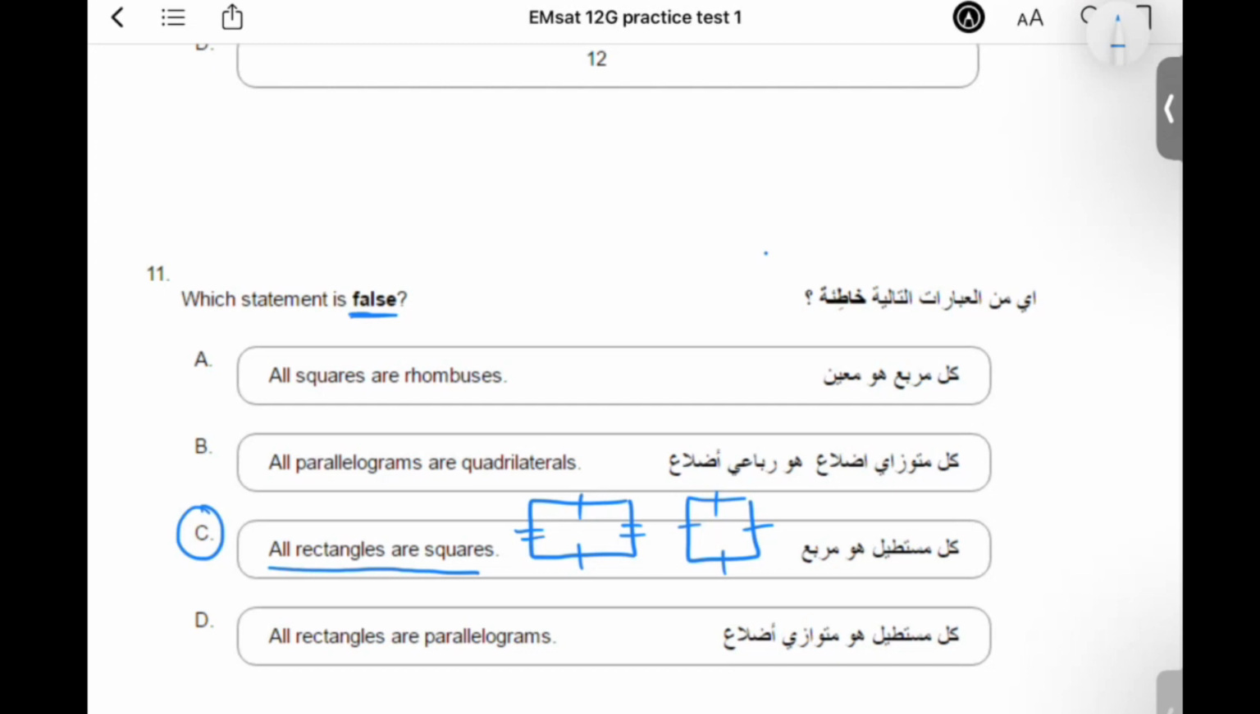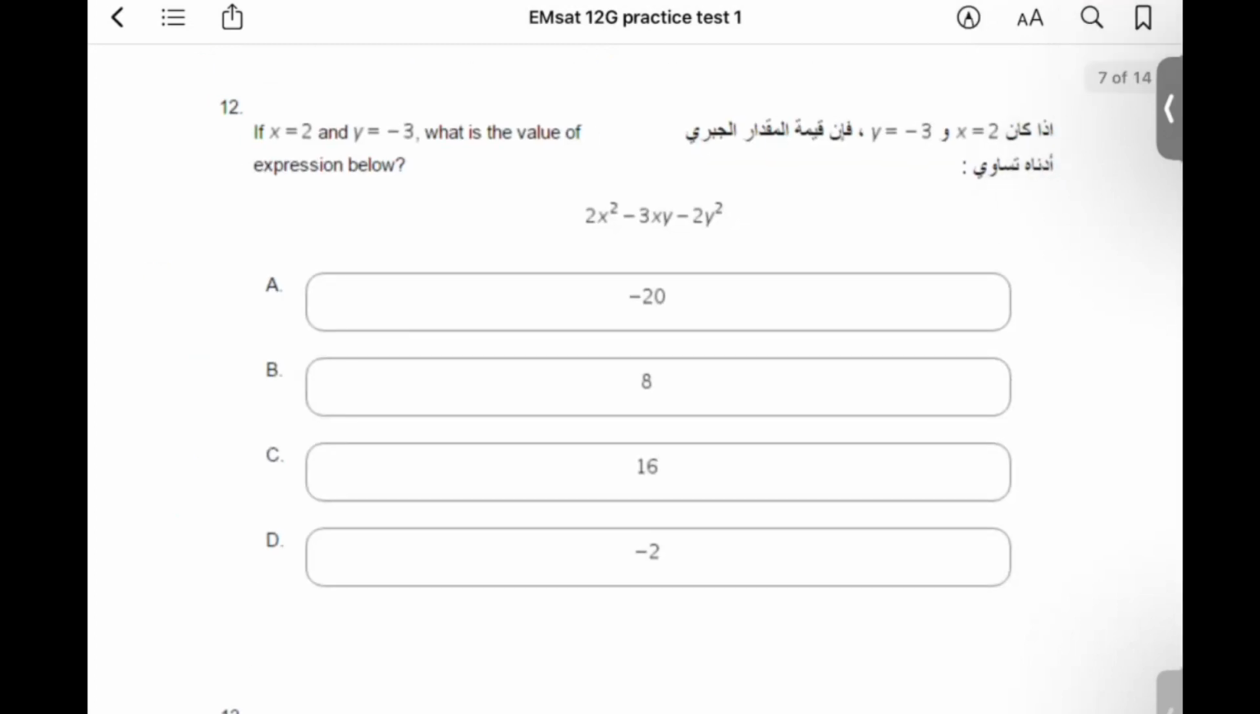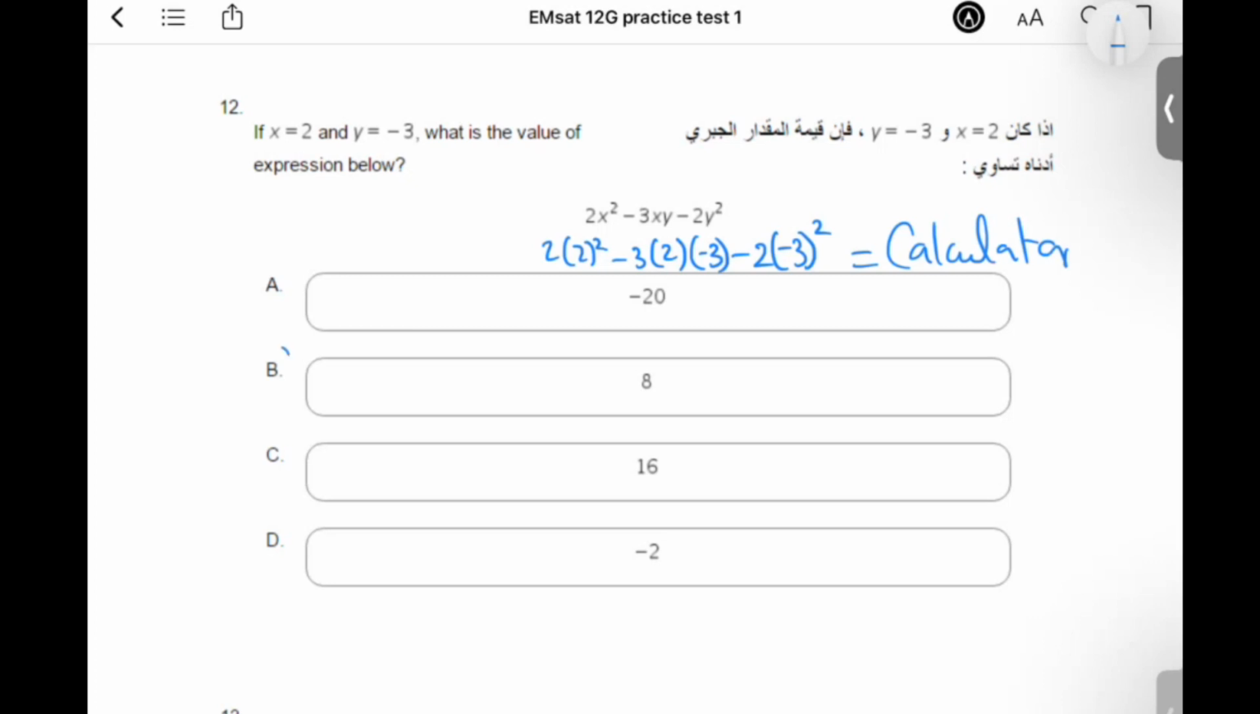Okay, I'm going to go 1 page further, and I'm moving to question 12, and he is asking you to simplify the following. You will do the following: 2 times 2 squared minus 3 to the negative 3, and use the brackets upon substitution, please, and then use a calculator, and the answer should be number B. Okay, this is the answer.